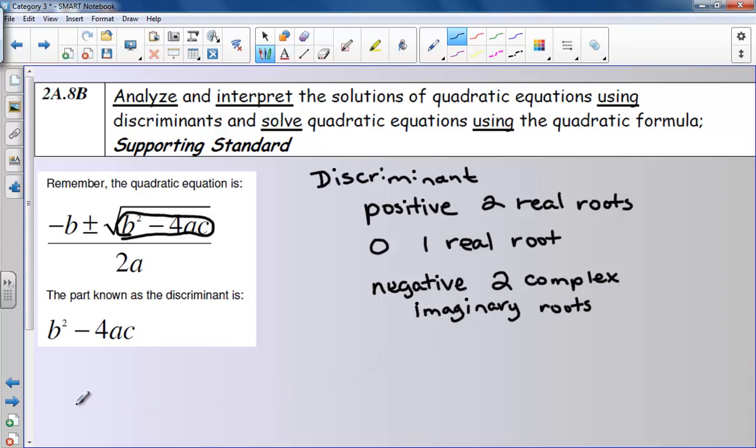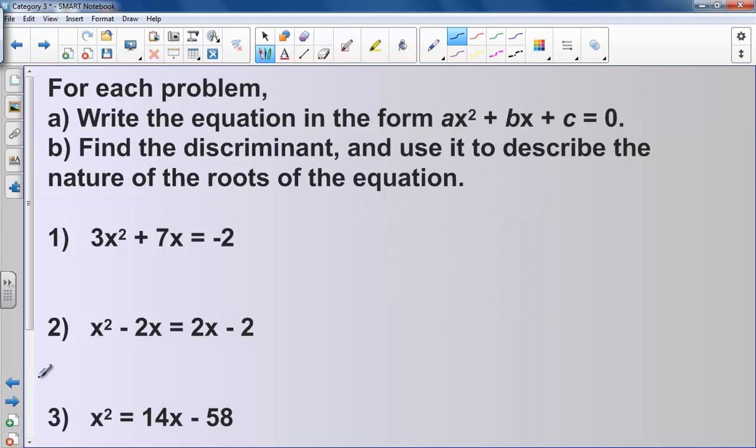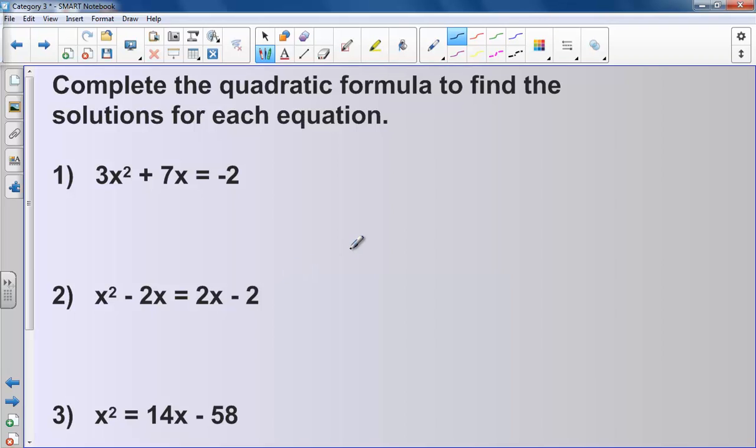And we did quite a bit of practice in class with this already. So I've provided some pages here for you to practice. So if you would like to work through these, you can just hit pause, work through, find the discriminant, tell what kind of roots. So when you see something that says describe the nature of the roots, they mean, is it two real roots, is it one real root, are they complex roots? I also provided some examples if you want to pause right here and find the solutions using the quadratic formula. So you will have to get all of these in standard form before you can find any solutions.